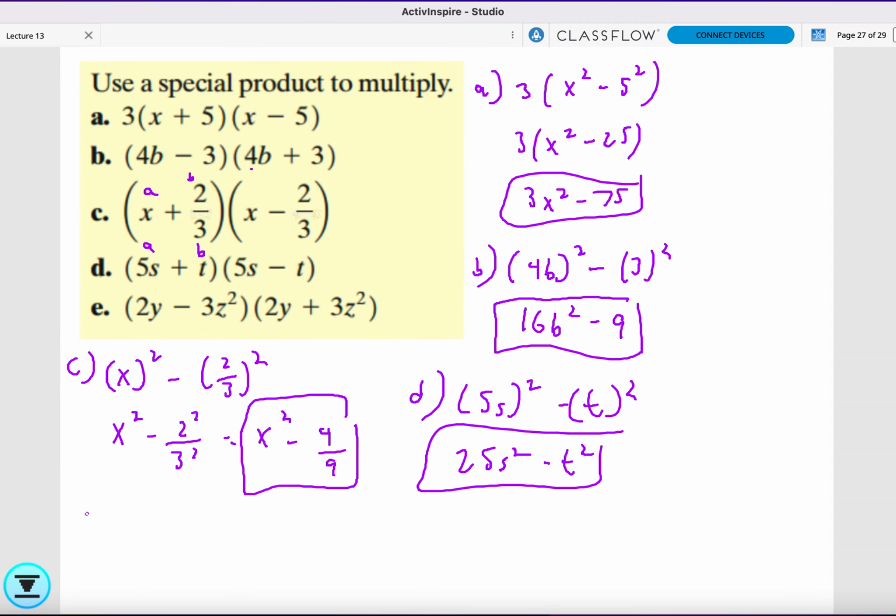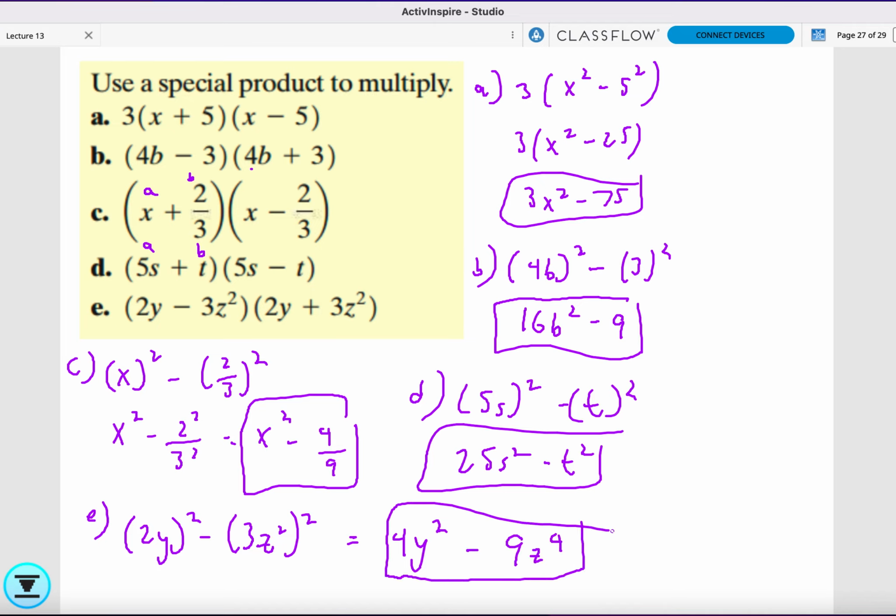Last but not least, we have E, so it'll be (2y squared) squared minus (3z squared) squared. So (2y squared) squared is just 4y to the fourth. (3z squared) squared is 3 times 3, right? And z squared times z squared, so it'll be minus 9z to the fourth. Now remember, if you do not want to use the formula, you can just multiply it out using the FOIL or the box method, guys.